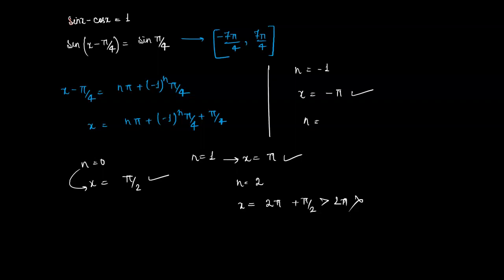So for n is equal to minus 2, we will have x is equal to minus 2 pi plus pi by 2. It will be minus 3 pi by 2. It will come inside the interval. Okay, so we have four elements for this particular trigonometric equation.